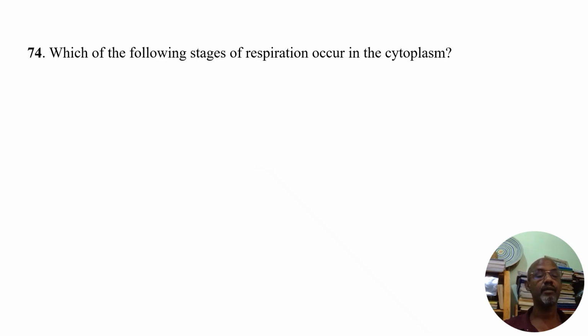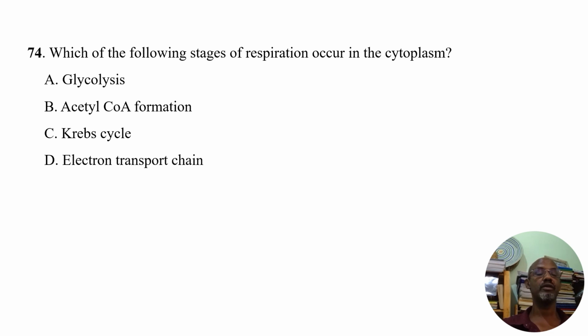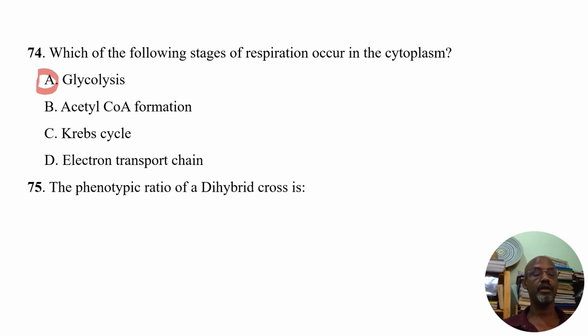Question number 74. Which of the following stages of respiration occur in the cytoplasm? Of course, glycolysis. Question number 75. The phenotypic ratio of dihybrid cross is 9:3:3:1 in the F2. The phenotypic ratio of dihybrid cross in the F2 should be.